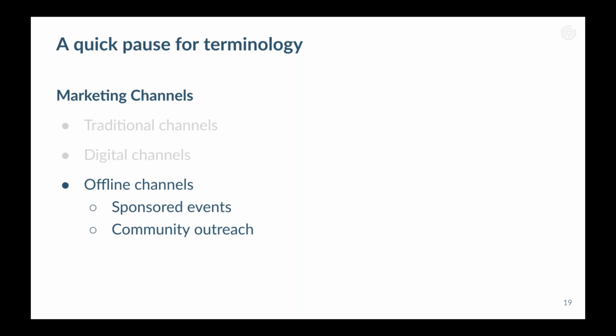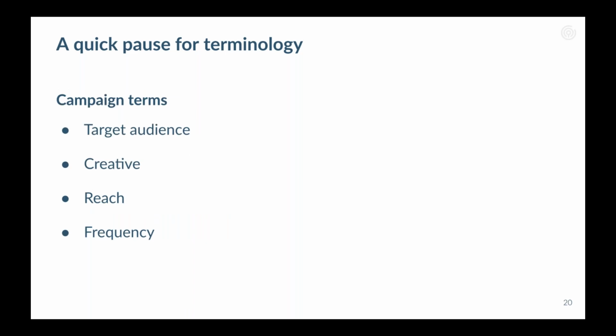So now that you're all experts on the different types of marketing channels, I also wanted to take a little time to talk through some terms that I might be using to describe a campaign. So first up is your target audience. This is very simply who you're trying to reach, whether you can describe an actual list of people or whether you're describing them with different characteristics of that population, such as location or demographics.